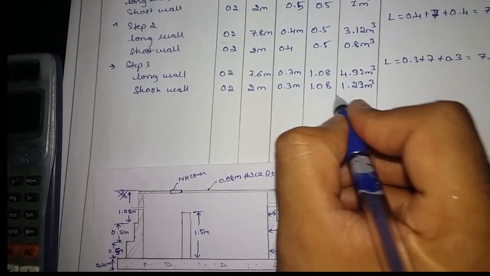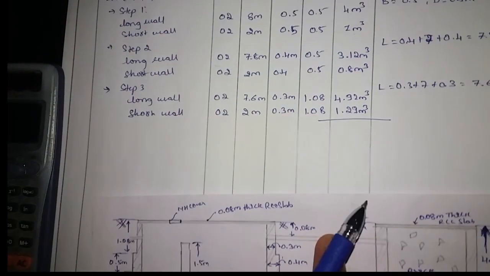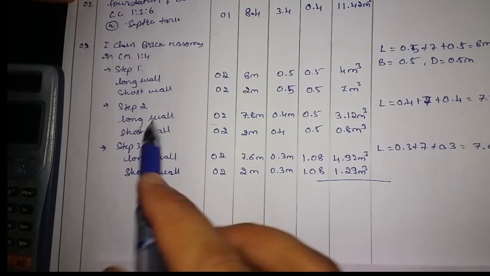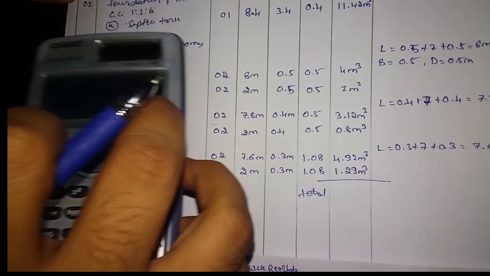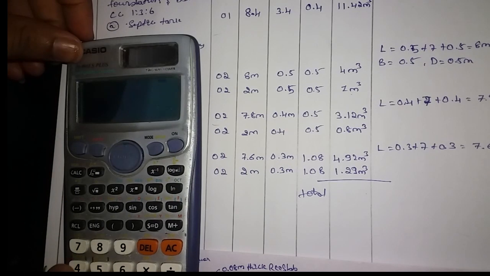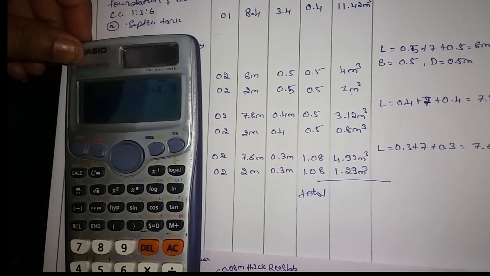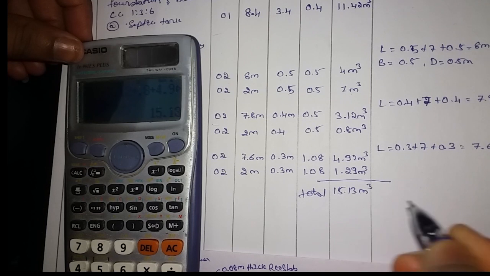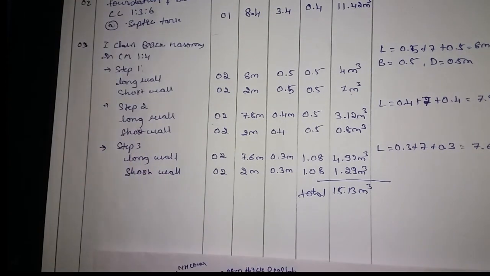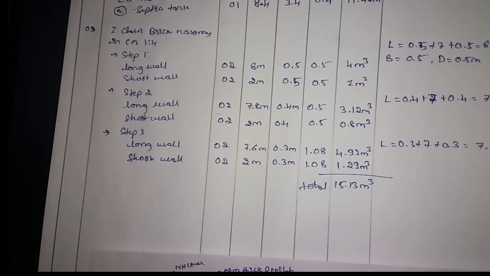Okay, now you got all the total quantities of the brick. Now I'm going to add all this. So what will be the total? That is 4 plus 1 plus 3.12 plus 0.8 plus 4.92 plus 1.29. Now how much are we getting? It is 15.13 meter cube. This is your total quantity of the brick.